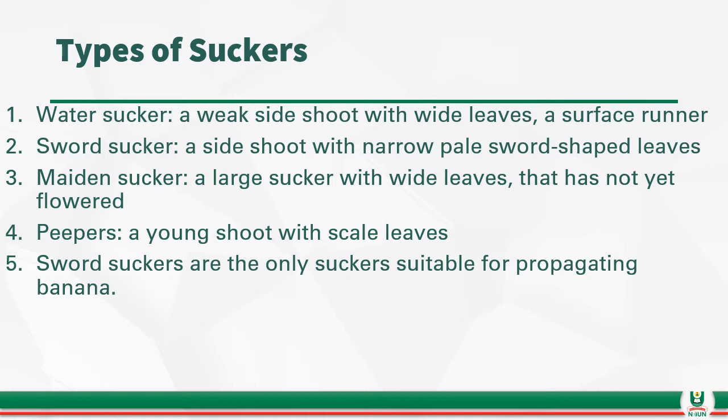Further to note that the sword suckers are the only suckers that are suitable for bananas. So that is what a sword sucker looks like, a side shoot with narrow pale sword shaped leaf. You will see it when the banana tree is growing, you see the sucker growing by the side. That is a sword sucker. So that is what the types of suckers are: water sucker, the sword sucker, the maiden sucker, the peepers, and the sword suckers are suitable for propagating in bananas.